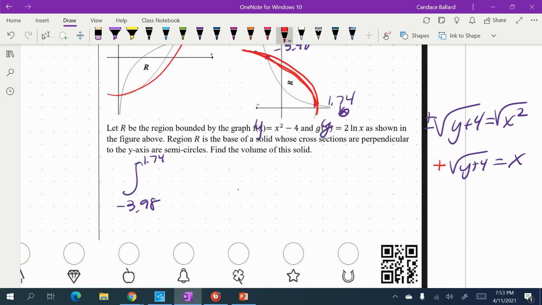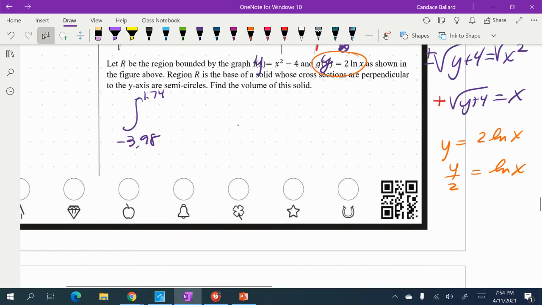And then I'm going to solve for my other one. So I'm going to solve for this one here. I get y equals 2 natural log of x. I'm going to bring the 2 over, so y over 2 equals the natural log of x. And we know to get rid of the natural log, we have to exponentiate. So e to the natural log of x. So we get x equals e to the y over 2.